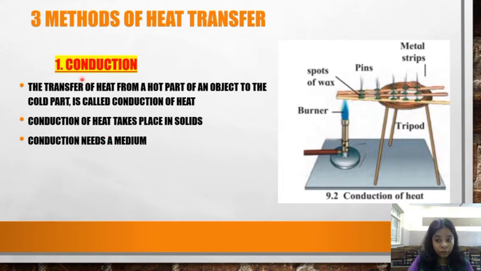Now, what is conduction? The transfer of heat from a hot part of an object to the cold part is called conduction of heat. From this hot part, the heat energy will travel to the colder parts. That is called conduction of heat. Conduction of heat takes place in solids. Conduction needs a medium. You must have some medium through which the heat energy is traveling.